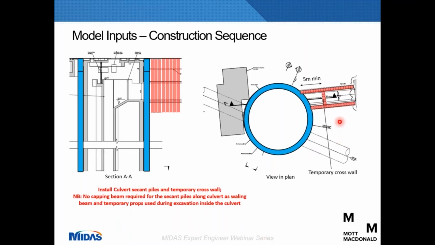The secant piles, which form a temporary wall for the combined sewer overflow installation, are then installed, including a temporary cross wall at a short distance from the shaft. And this is so that the shaft construction and the CSO construction can be decoupled and are not dependent on each other. So there's no propping within the shaft, but there will be temporary propping within the CSO excavation.